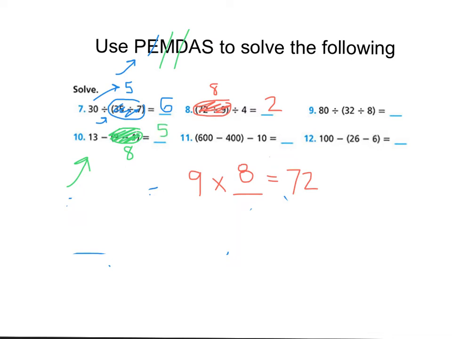I'd like you to choose either 9, 11, or 12. Pause the video and solve one of those three equations. Now that you've solved one of the three equations, let's see if you got it right. If you did number 9, you should have gotten 20. If you did number 11, you should have gotten 190. And if you did number 12, your answer should have been 80.